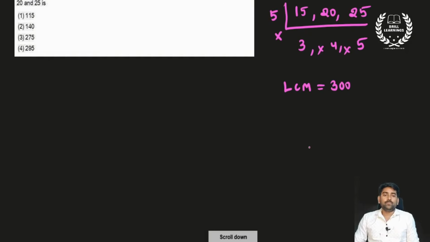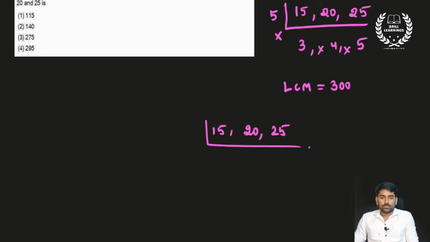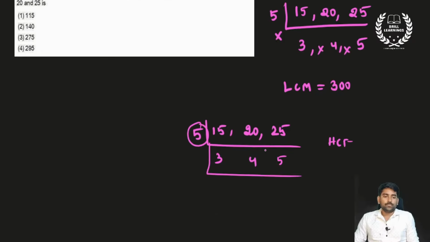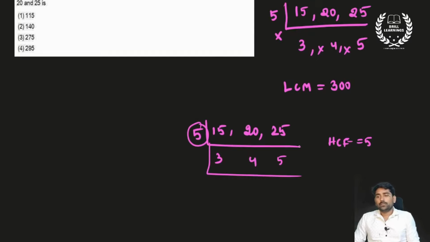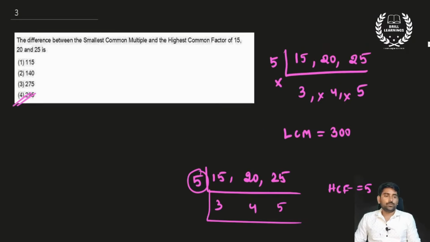Now find the HCF of these numbers, 15, 20, 25. 5 3s, 5 4s, 5 5s. So 5 is our HCF here. HCF is 5. Difference of LCM and HCF is 295. Let's move on to the next question.